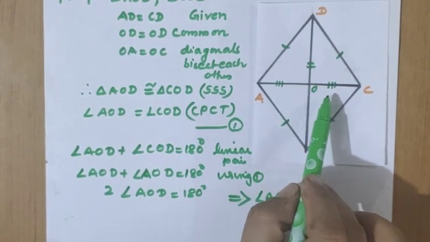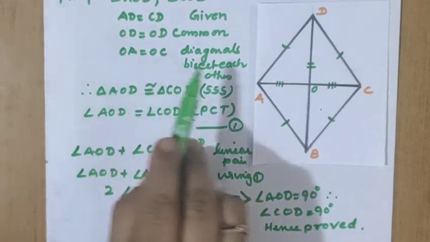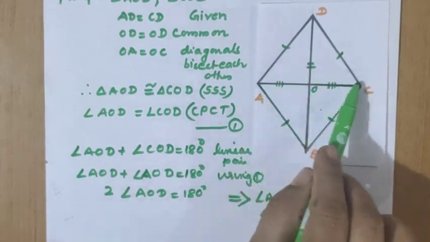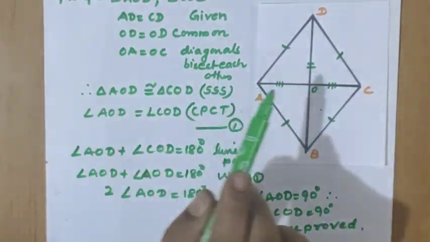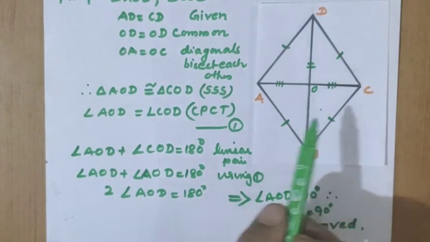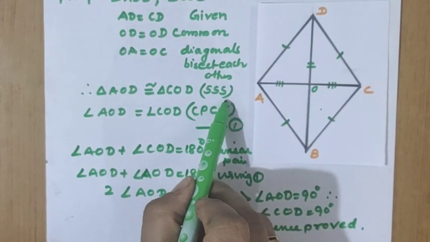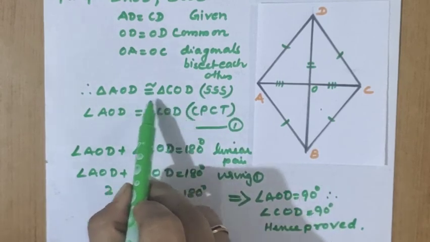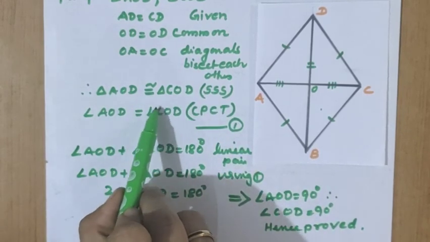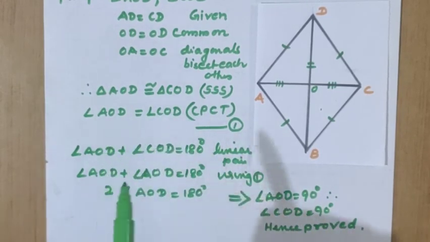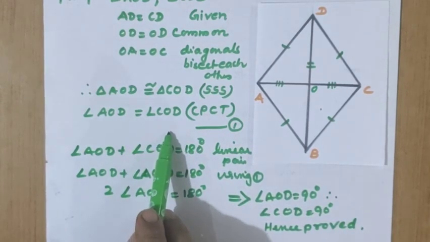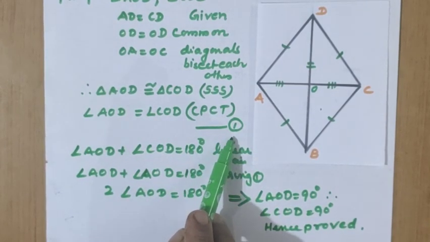OA equal to OC, which property? Diagonals bisect each other. OD common. AD equal to CD, that is the first criteria we have taken, the sides of the rhombus. By these three sides, SSS criteria, these two triangles are congruent. Triangle AOD congruent to triangle COD. What about angles now? Angle AOD equal to angle COD, CPCT, equation 1.